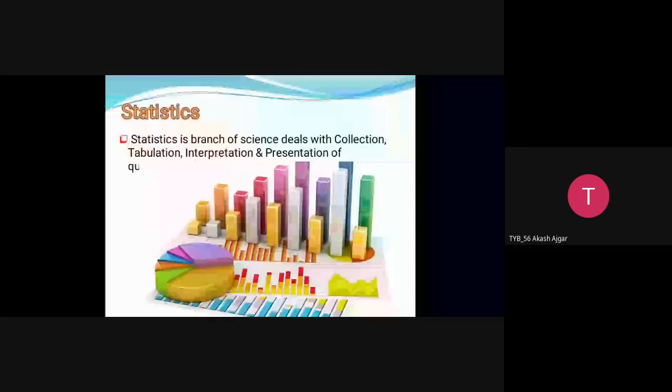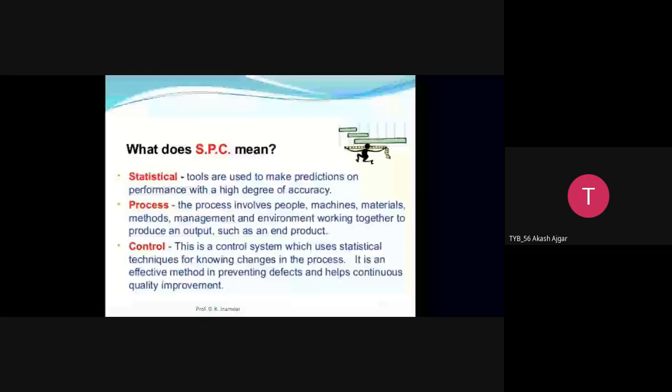So what does SPC mean? Actually, what is meant by statistical process control? Statistical means tools used to make predictions on performance with a high degree of accuracy. Statistical is a science term that deals with presenting some data from our processes. The processes involve people, machine, material, methods, management, and environment working together to produce an output such as an end product.